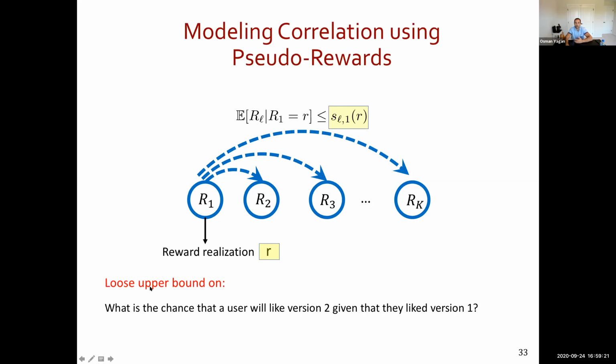So you can view this as a loose upper bound on something like, what are the chances that a user will like version 2, given that they like version 1? This is loose because if you think about it, this is talking about a specific user's chances of liking a version, but all I need is not per user, all I need is an average or an expectation about a user who likes version 1 and what is their likelihood of liking the second version. And again, all I need is an upper bound.